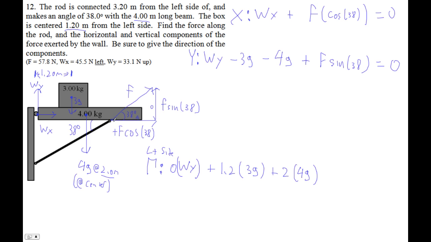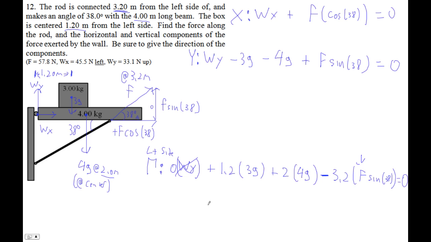And then we get to the very complex thing of this force. The rod is connected 3.2 meters, so that's at 3.2 meters. So we say this is an anti-clockwise torque, so minus 3.2 times F sine 38. And all of this equals 0. And then, of course, again, we can cross that guy off and solve for our force here, which is what I'm going to do.